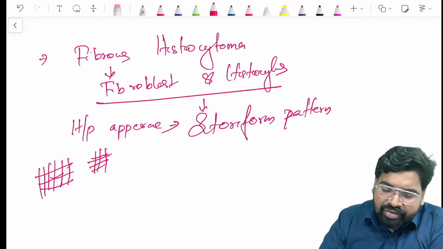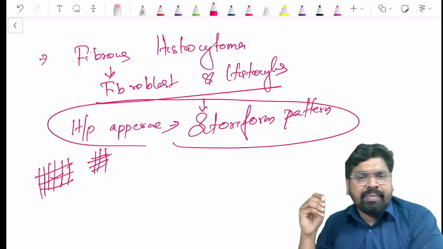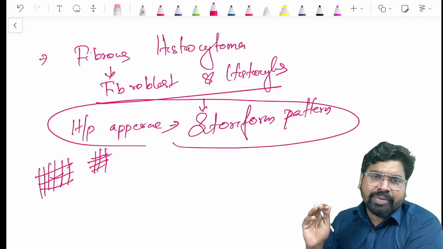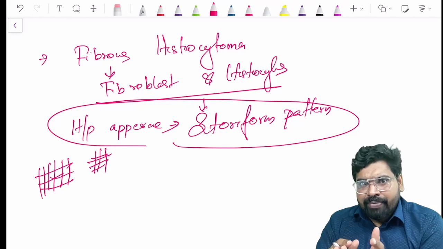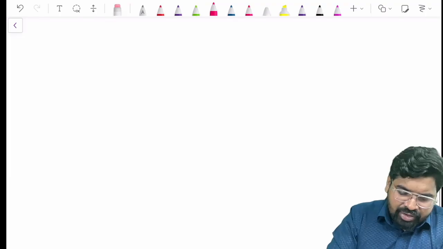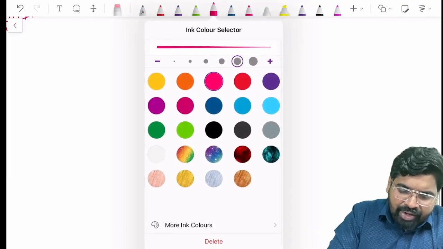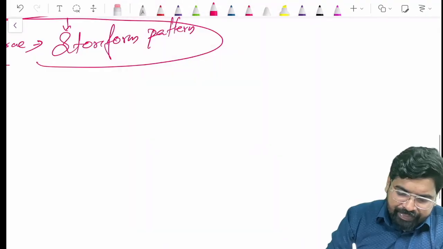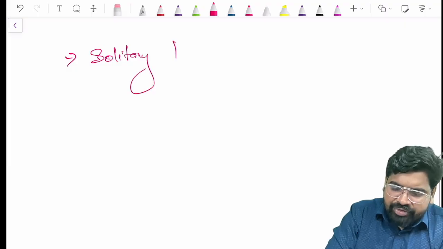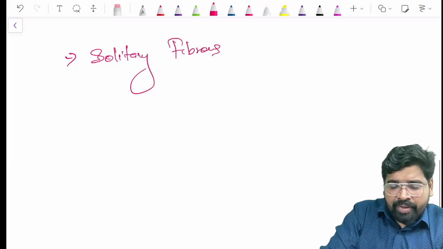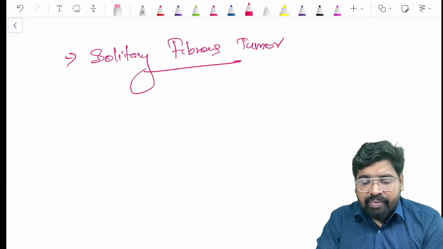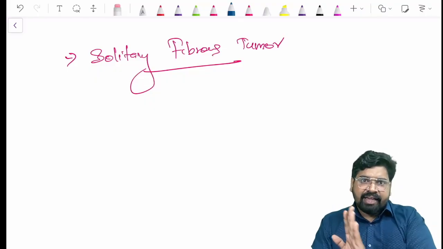So they may ask you this question in your NEET examination. Okay, they may ask these patterns. Please remember the patterns in soft tissue tumors. Storiform pattern is seen in fibrous histiocytoma. Okay, now next one, there is another tumor that is called a solitary fibrous tumor. Now this is very important. This is a very important tumor they have asked in your previous NEET and INICET examinations.